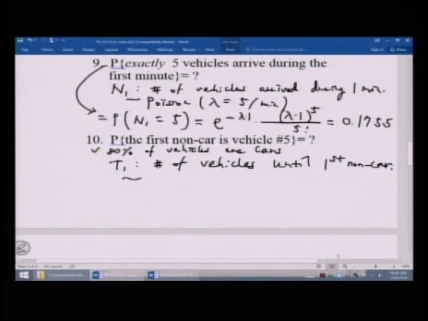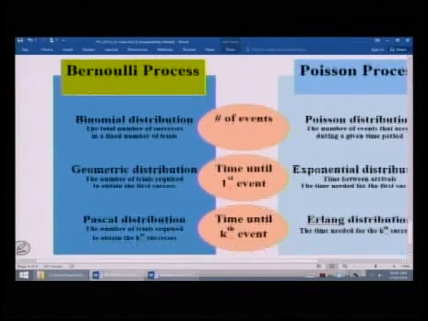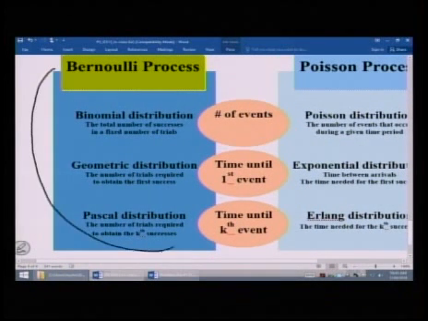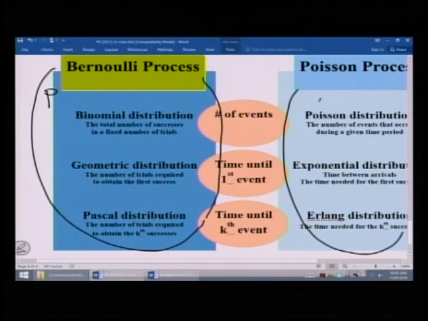Then T sub 1 follows which distribution? Number of trials until you get the first success. Exponential? Why exponential? But you still need to know whether that vehicle is a car or non-car, right? So the probability is involved. So which distribution do you have to use? You remember last time, for a Bernoulli process, you always use P, probability. For a Poisson process, you always use lambda, right?